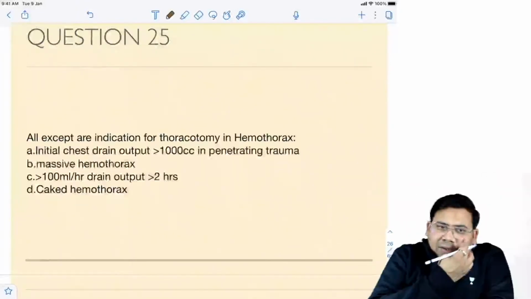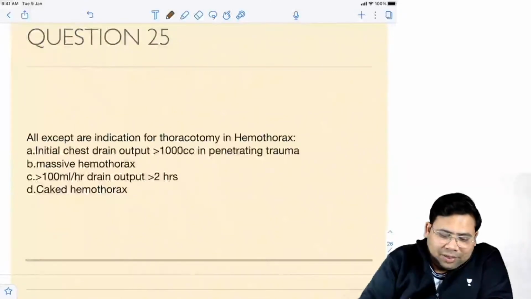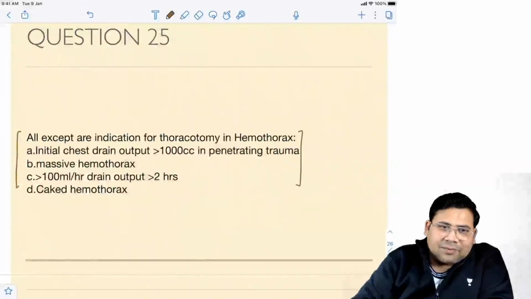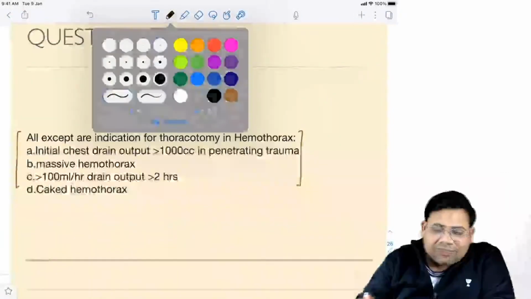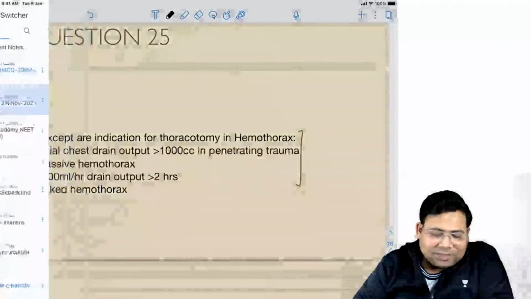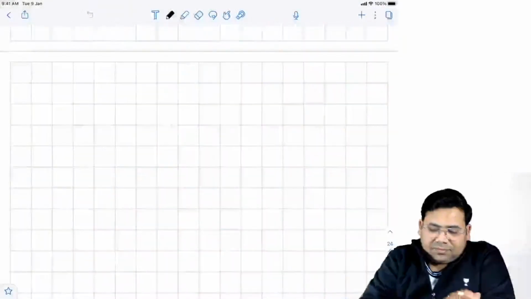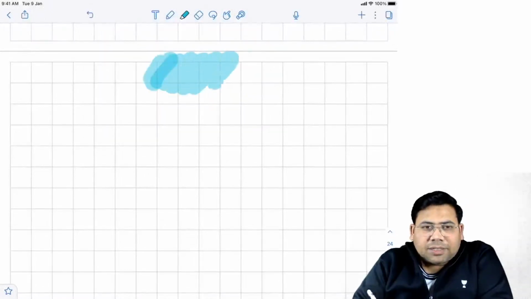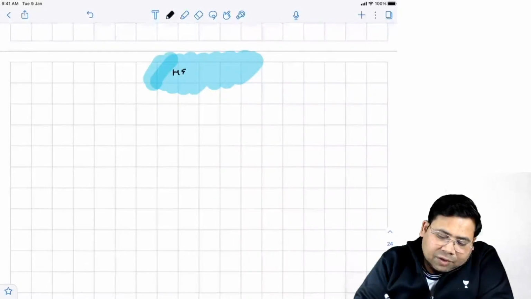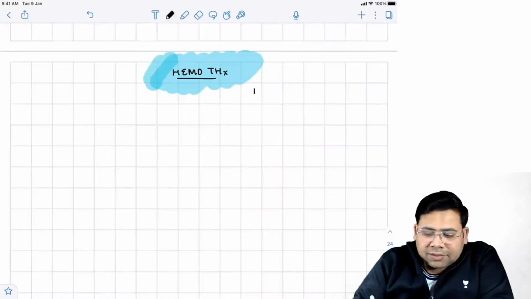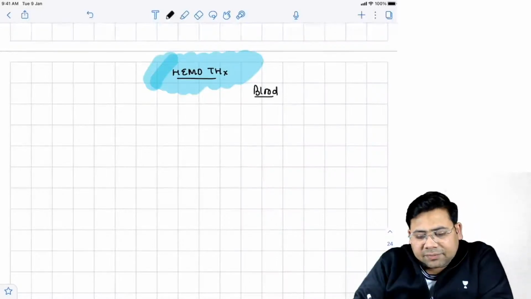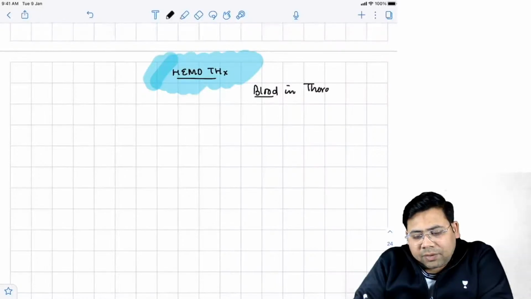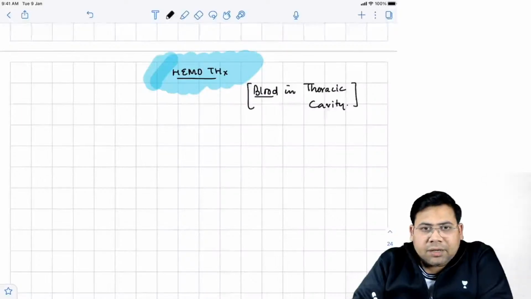So let us talk about the indications for thoracotomy in hemothorax. What is the concept of hemothorax? Let us try to see this. When we talk about hemothorax, what is important? This is blood in the thoracic cavity. This is what is known as hemothorax.